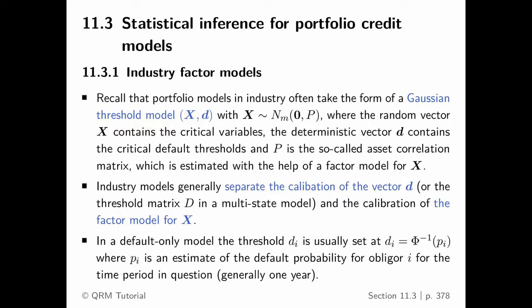In industry, those problems are generally separated. You don't estimate it all at once. You separate the calibration of the vector D from the calibration of the factor model X. I've never been completely strict about differentiating calibration and estimation. I tend to think of estimation as a subset of calibration, which is a vaguer word in the English language that just means getting parameters somewhere, and estimation is a more precise set of methods. So we've got to get the parameters somewhere. We've got to calibrate.